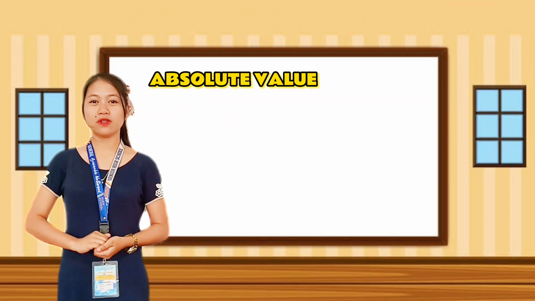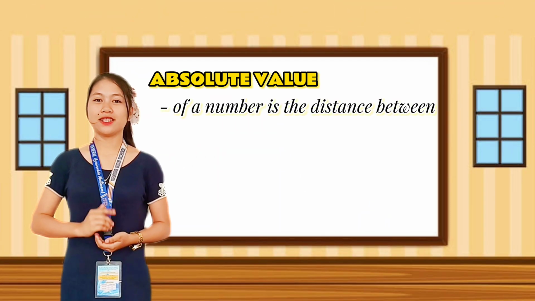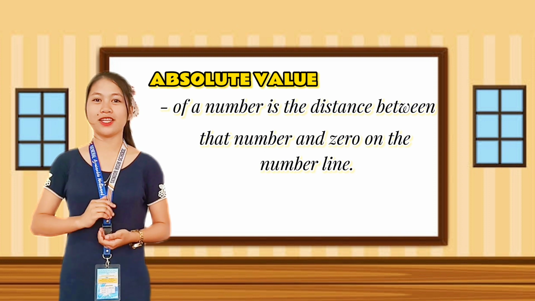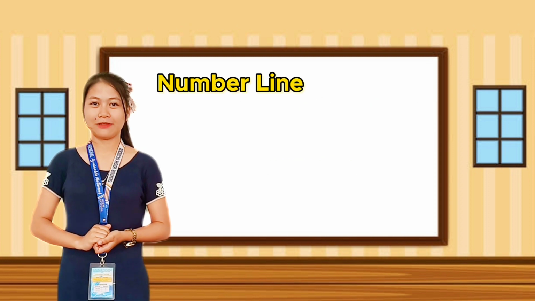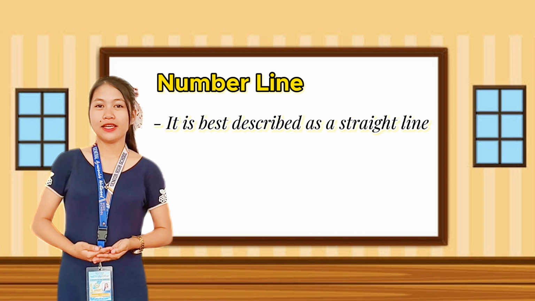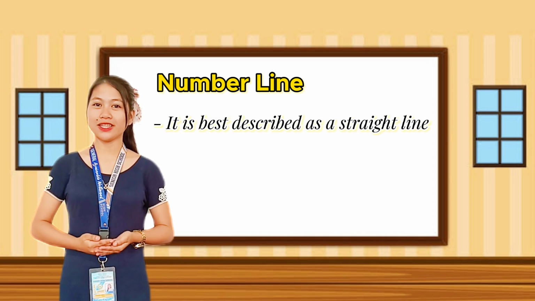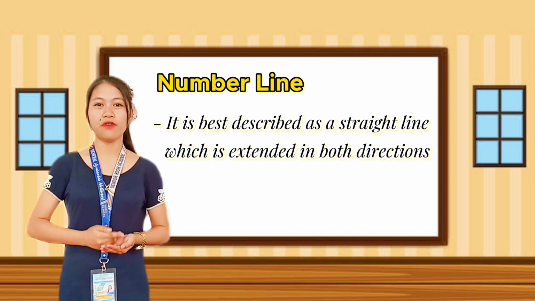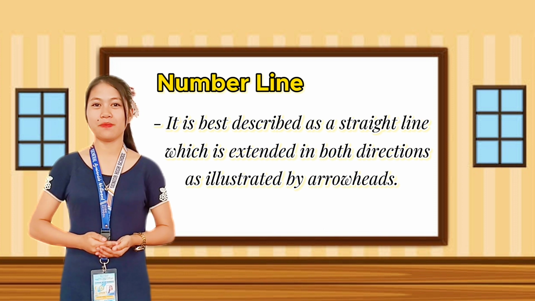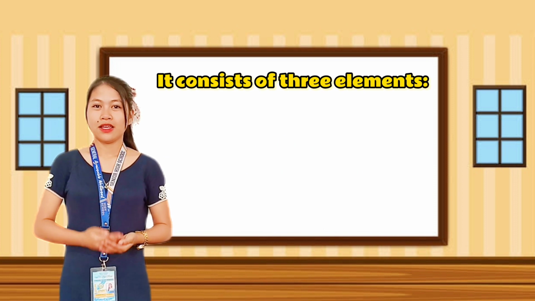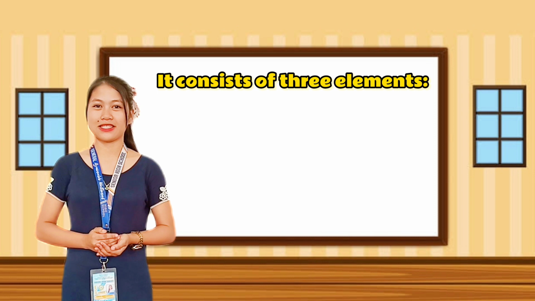If we talk of the absolute value of a number, it's the distance between that number and zero in the number line. When we say number line, it is best described as a straight line which is extended in both directions as illustrated by arrowheads. It consists of three elements.